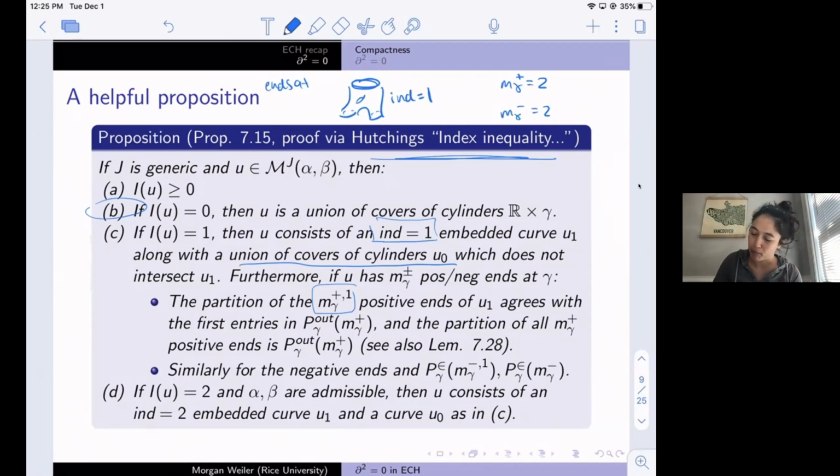And it's actually a little bit more complicated because in this example, I set M gamma plus to be 1, and M gamma minus to be 1. So in this example, there are no covers of R cross gamma. But if there were covers of R cross gamma, then what this proposition says is that the ends in the Fredholm index 1 curve have to equal the beginning of the outgoing or incoming partitions of the larger number.